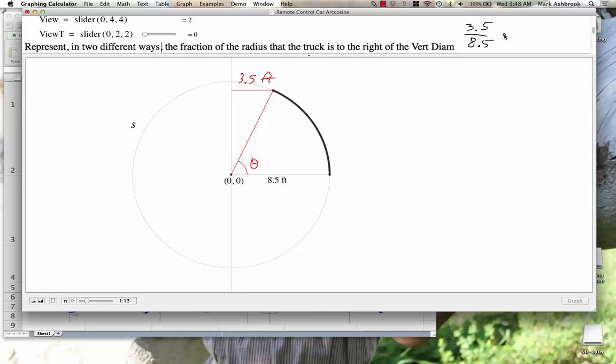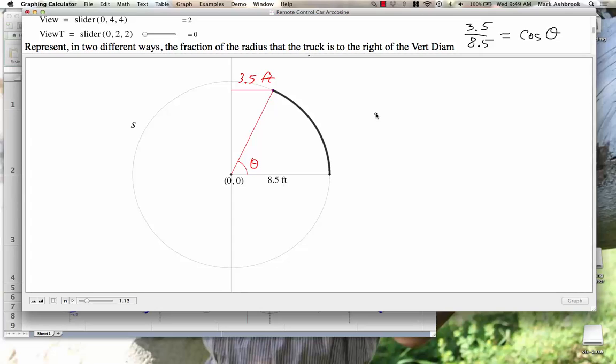What function would give us an output of horizontal distance as a fraction of a radius length? Cosine. What's the input quantity into cosine? Angle swept counterclockwise. So this equals cosine of theta. Those are the two ways to represent it: cosine theta and 3.5 over 8.5. Before, we started by saying the arc cosine of 3.5 over 8.5, which is kind of the same as this.